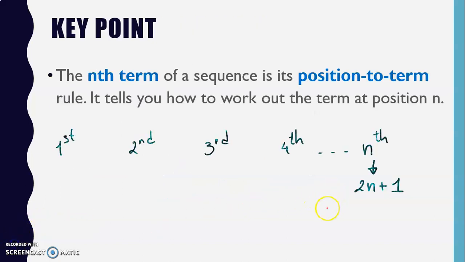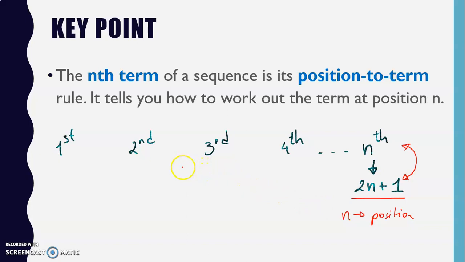In this video I'll be showing you how to use the nth term to generate a sequence. I know some of you are probably already thinking, what is this n thingy? Well, the nth term is basically something that connects the position with the term itself. So the nth term, in this case 2n plus 1, is simply a formula that generates the term in each particular position. So what we need to bear in mind is that n stands for the position.